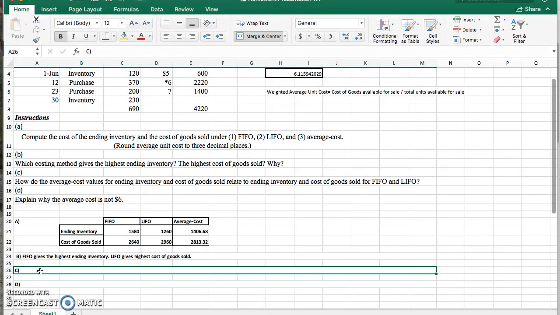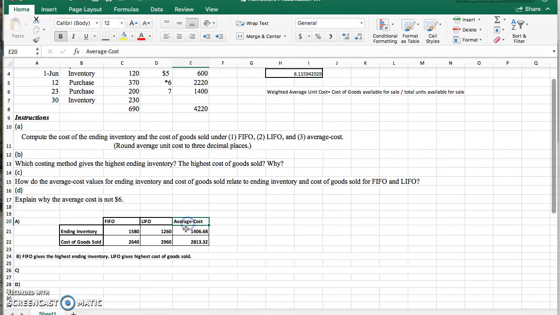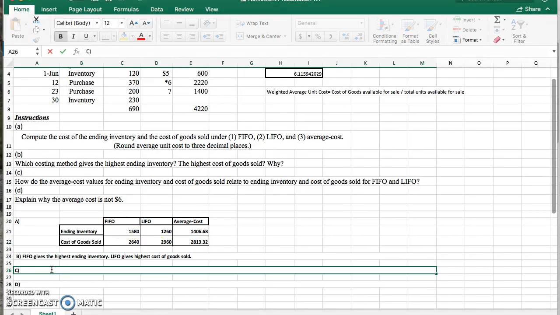Part C asks, how do the average cost values for ending inventory and cost of goods sold relate to the ending inventory and cost of goods sold for FIFO and LIFO? If we look here, we can see that the average cost is in between FIFO and LIFO costs. And that's always going to be the case, hence the name average cost. So the average cost values are in between the values for FIFO and LIFO.